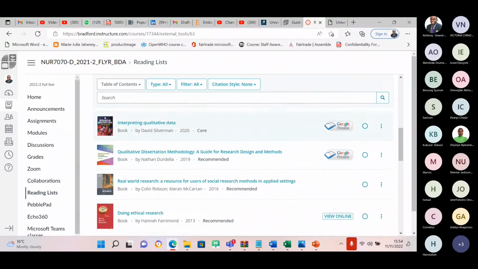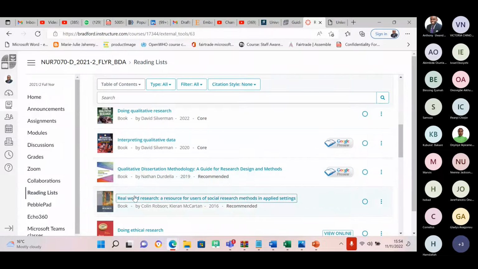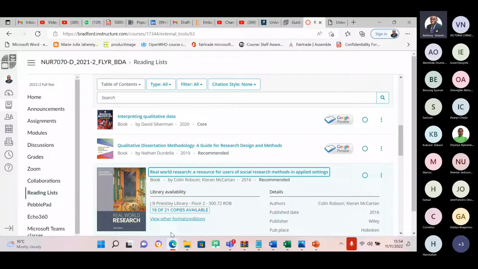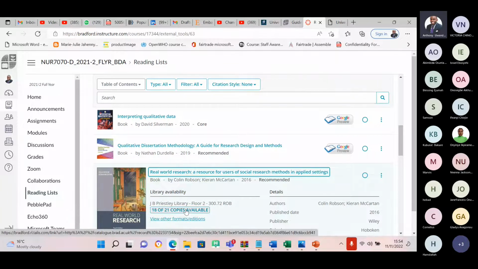Then I also read this book when I was trying to understand. This is good. 18 of 21 copies are available. So get it. You are not reading to finish. You just select the things I've discussed now, select it and read. That's all. And then reference it in your proposal. You understand? So this one has 18 of 21 copies.